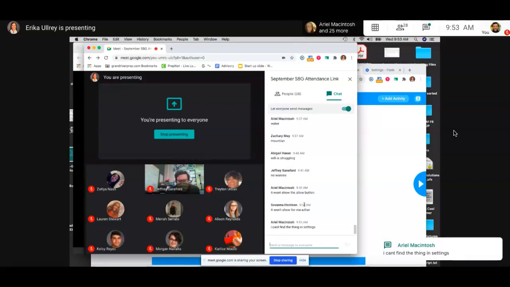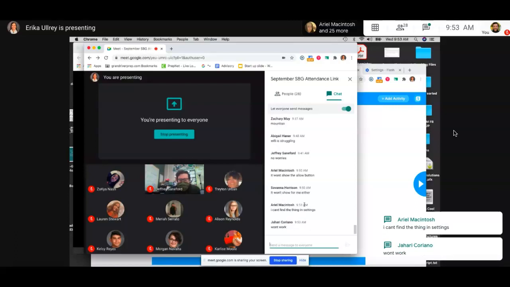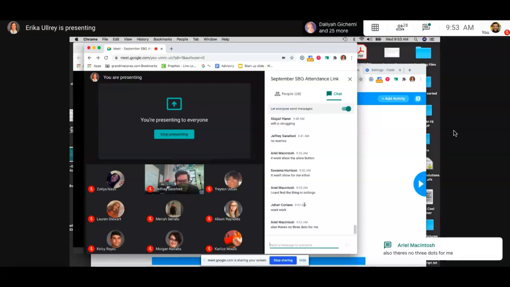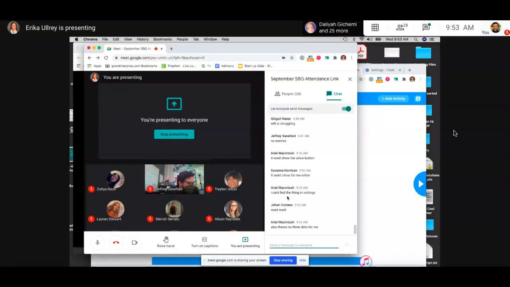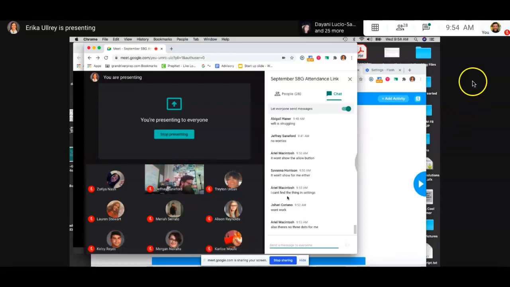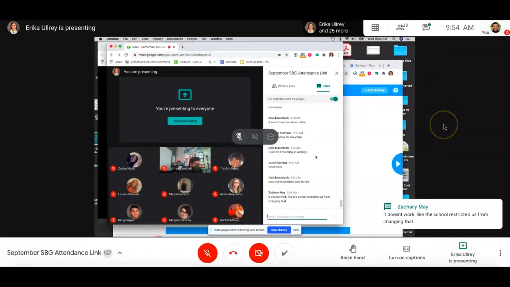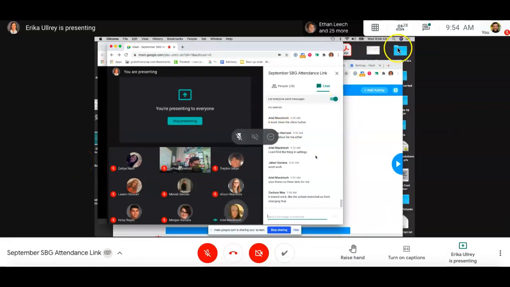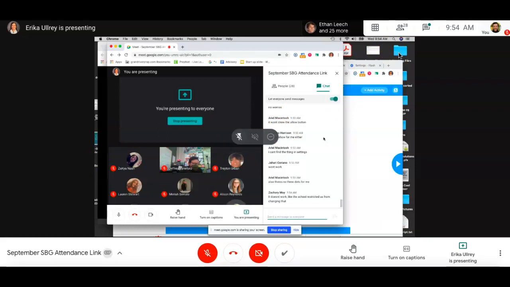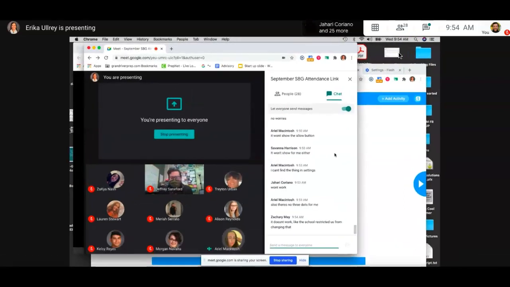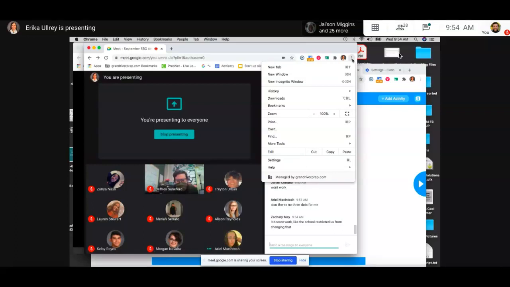When you say it won't show me, what do you mean? Can you unmute yourself so I can help you? Can't find the setting. Ariel, are you in Chrome? Yeah, I'm in Chrome, but there's just no three settings. I can go to settings by typing it in, but yeah, I can't find it. You don't have the three little dots like this on the side? No, I don't have those. Up here, like where your thing is here? Yeah, I don't have that.